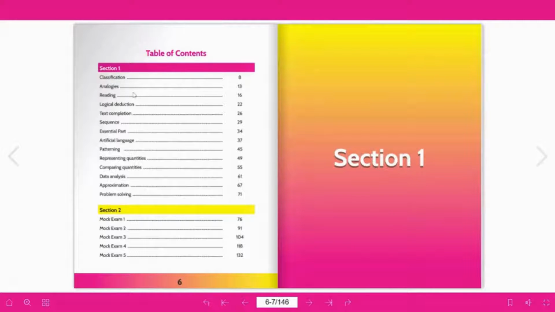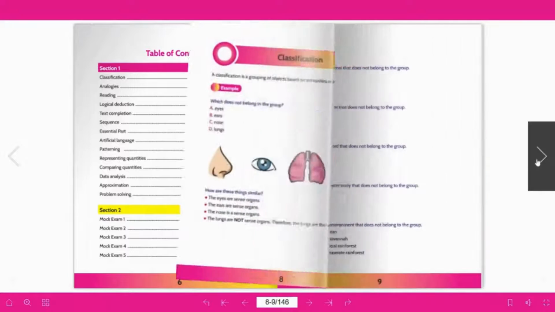So notice you have classification, analogies, reading, we're looking at inferences, logical deductions, text completion, sequence, essential part, artificial language, patterning, representing quantities, comparing quantities, data analysis, approximation, and problem solving. So these are your verbal reasoning and your quantitative reasoning. We're going to go right into classification.